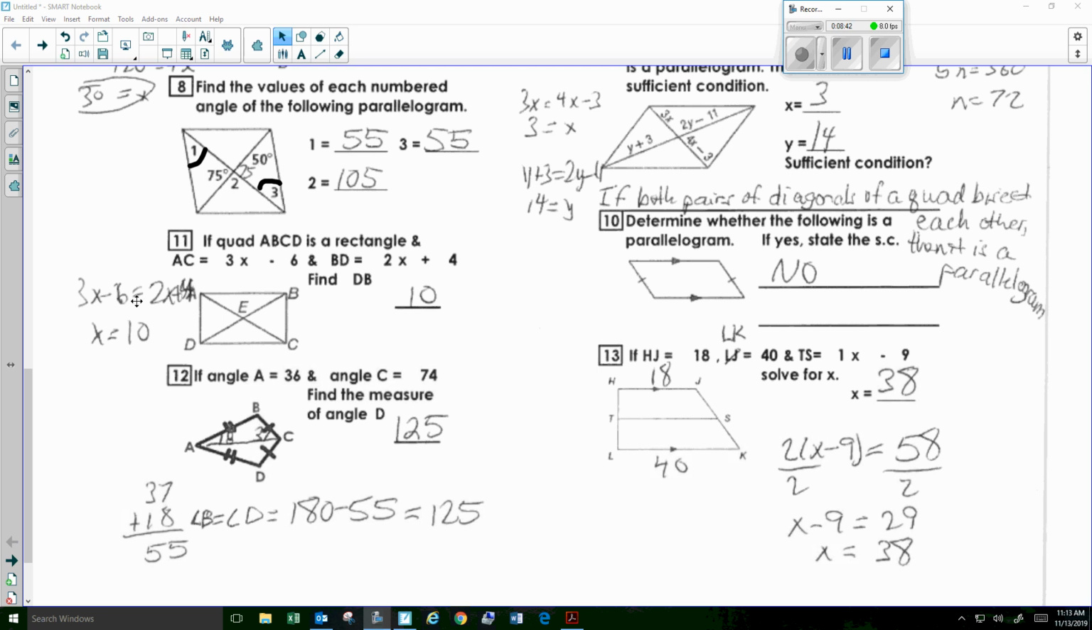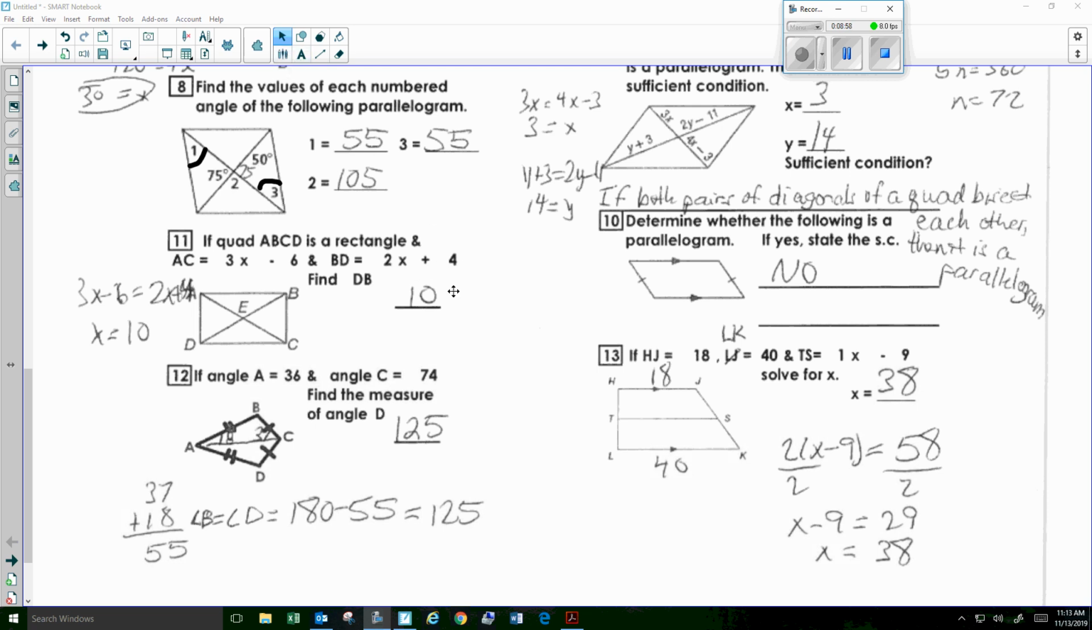Just set them equal to each other and solve, and you get x equals 10. Now go back and read the question. It says find the length from D to B. So we need to plug that back in there. 2 times 10 is 20. Ooh, plus 4 is 24.